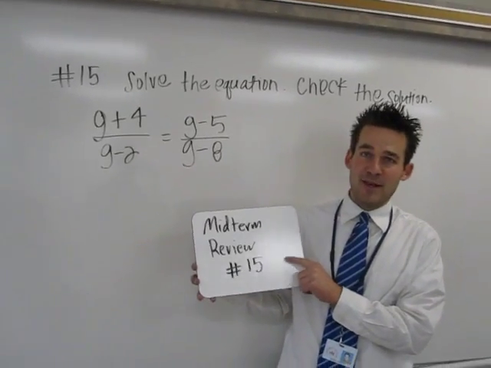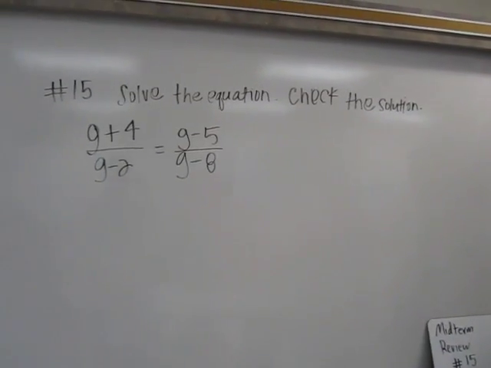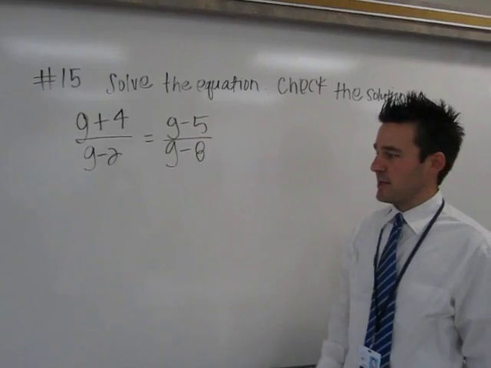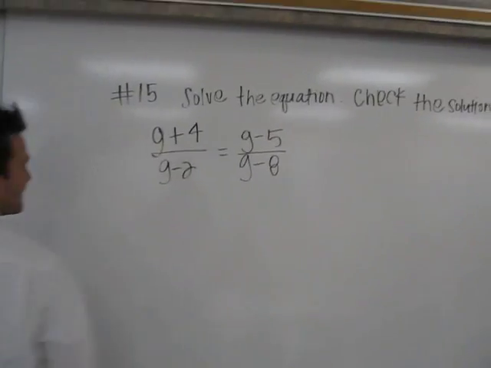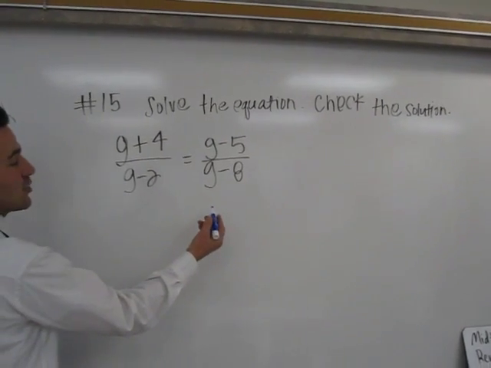Number 15 of the midterm review is solve the equation and check the solution. Here we have a fraction that's equal to another fraction. A common strategy for solving this problem is cross multiply.